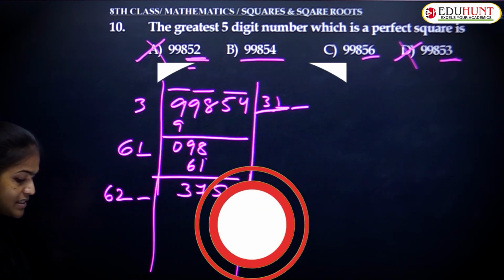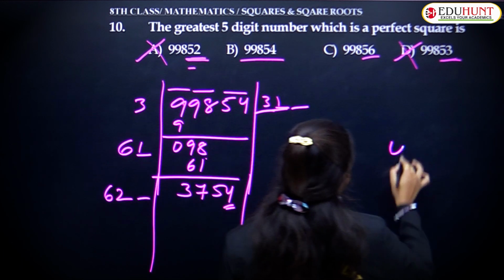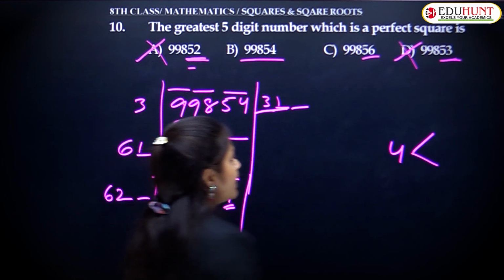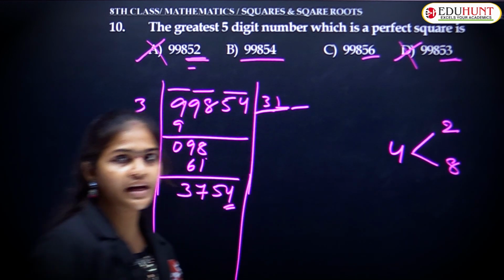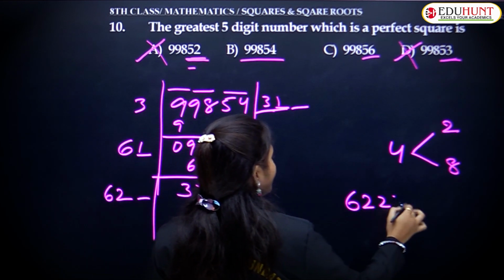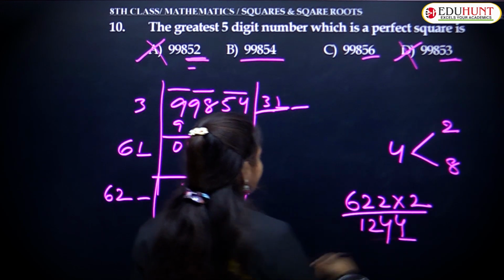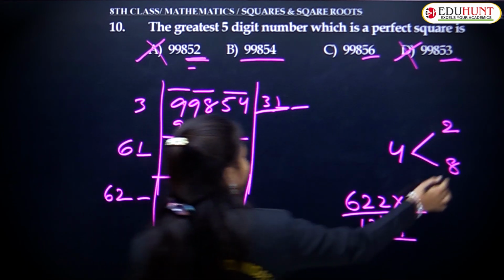Here 4 is there, which means this number is ending with 4. So a number ending with 4 has two possibilities. What are those two possibilities, ma? One is 2, since 2 square is 4. Another one is 8. So 62 into 2. What will you get here? 2 2s are 4, 2 6s are 12. But here still some other number is required. So that's why checking with 8.